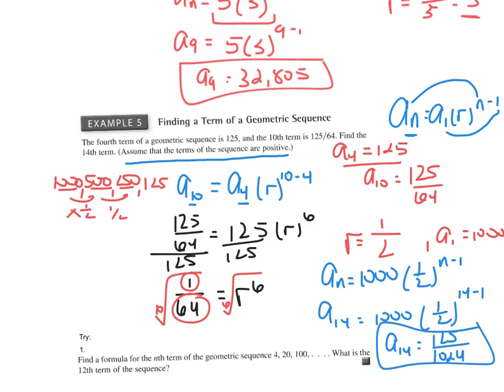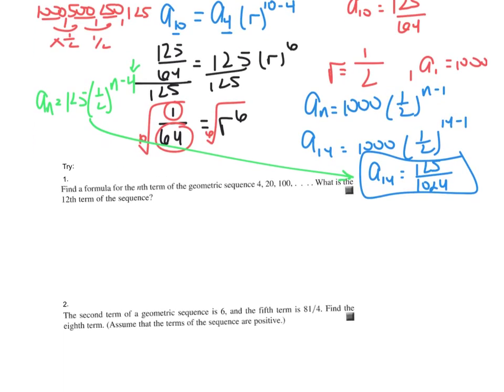Now, if you instead just kept the 4th term, I'm going to do this off to the side in green so you can see it, but if you wanted to write your nth term by using the 4th term, you would just say it's really 125, because that's your 4th term, times your ratio to the n minus 4, because we used the 4th term instead of the 1st. So that would be your nth term. That's totally fine to do instead. And if you plug in 14, you get the same answer back. So either way, it'll work.